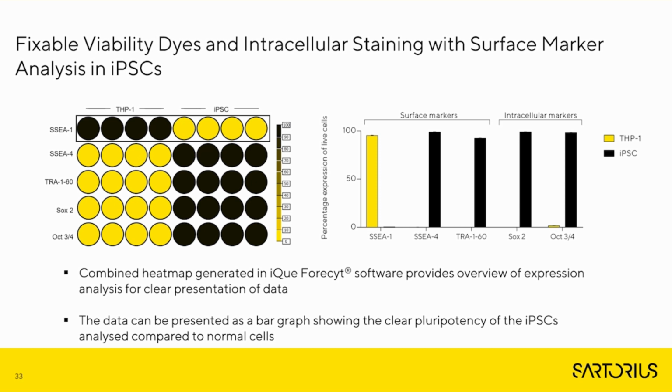markers. Moving on to the right-hand side, this is the same data just shown in a graph form, where we can pick out the surface markers and the intracellular markers. And again, we have the THP1s in yellow, so we can see a high expression of SSEA1, the non-pluripotency marker, and then no expression of the pluripotency markers in THP1s. And again, it's the inverse with the iPSCs. There's no expression of SSEA1, the iPSCs are in black, but then they are highly expressing pluripotency markers SSEA4, Trim60, SOX2, and OCT3/4, and they all correlate with the surface and intracellular markers.